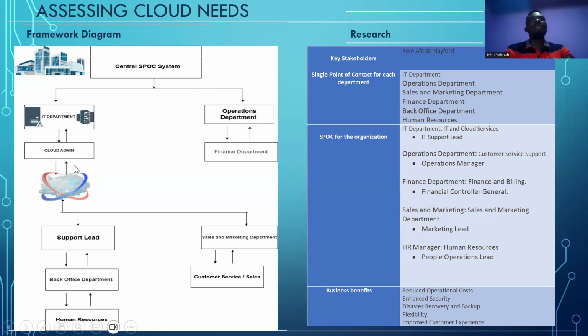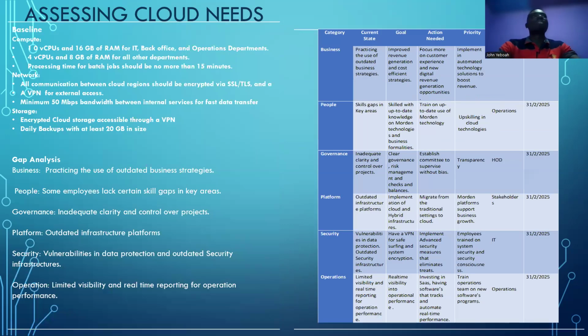Here is a framework diagram for the organization. We have the IP department, operations, support lead, back office, and sales, all connected to the cloud. On research, I can see that Kojo Afeji Hayford is the key holder for the company. We have a single point of contact for each department, the SPOC for the organization. The business benefits of implementing cloud are to reduce operational costs, enhance security, disaster recovery, backup, and flexibility, and also improve customer experience.